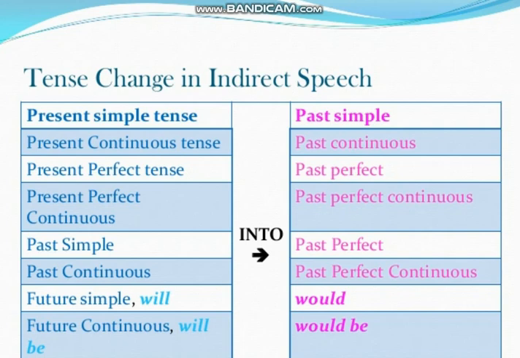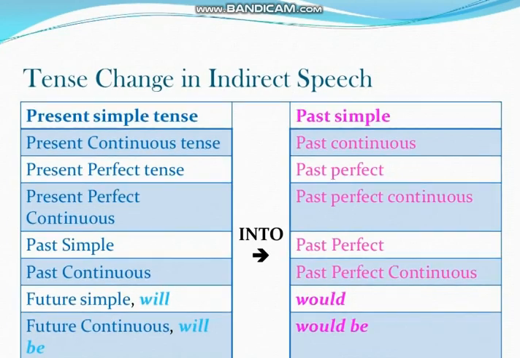Future simple: will would be changed into would. Future continuous, will be would be changed into would be. Future perfect, will have would be changed into would have. So always remember these rules. You have to remember these rules. As you can see, under present simple tense, we have written all types of present sentences. We have started from present simple tense, present continuous tense, present perfect, and then present perfect continuous tense. So all of these four types would change into those four types of the past tense.